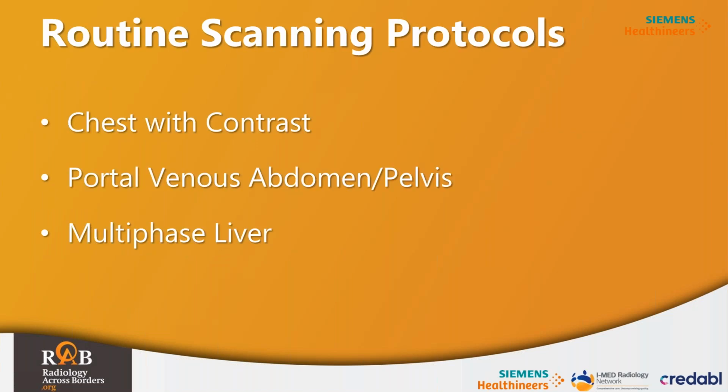So we'll start running through some routine scanning protocols. So not angiograms, but just standard routine scanning. We'll cover chest with contrast, just portal venous, abdomen, pelvis, and a multi-phase liver, primarily because it covers a few different phases and a few different techniques.